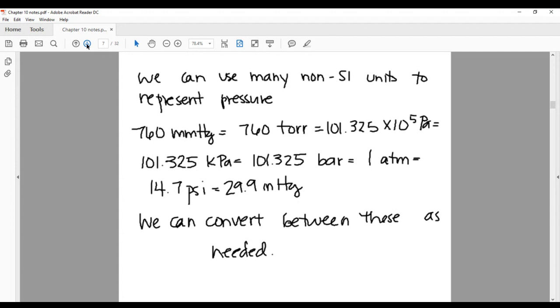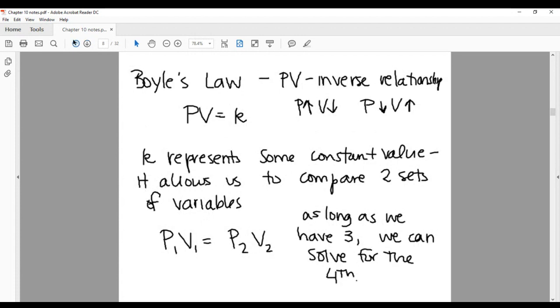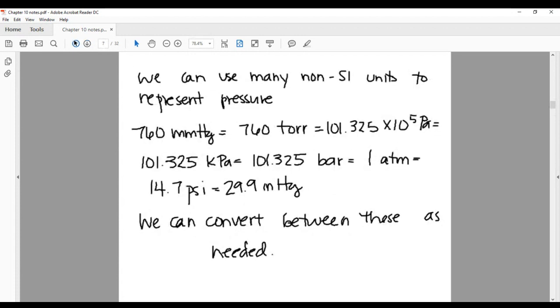If you watch the weather, they tend to give the barometric pressure in inches of mercury. Again, we're more familiar with inches than we are with millimeters or centimeters. So they tend to use inches of mercury. And we can convert between these as needed because we have these conversion factors that we can use. I'm going to stop here and then pick back up with Boyle's Law in the next lecture presentation.